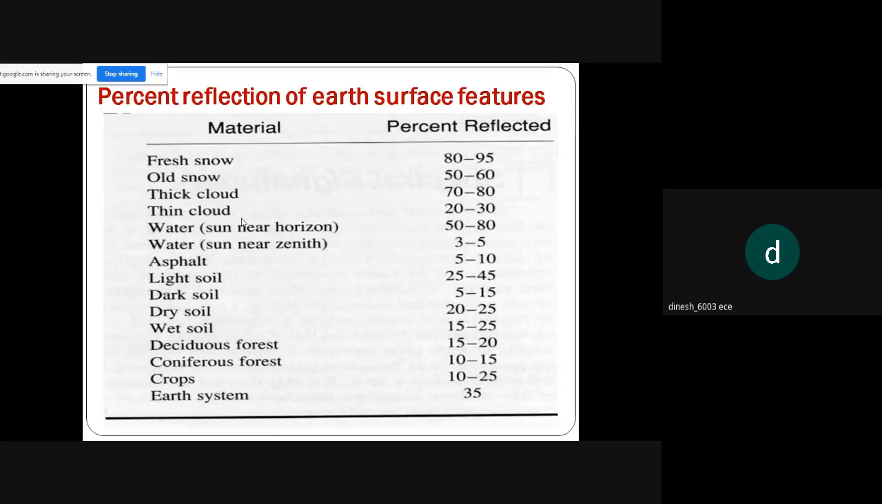If the forest or the trees are deciduous forests, 15 to 20% will be reflected back. If the same forest is coniferous forest, 10 to 15% will be reflected back. If vegetation or crops are being grown, depending upon the crops, 10 to 25% will be reflected back. And the other earth systems will have 35% of reflection.